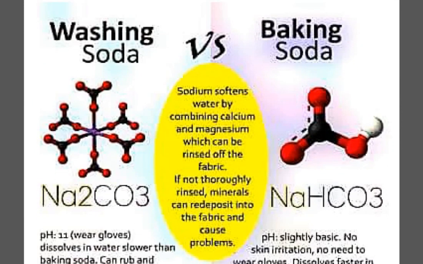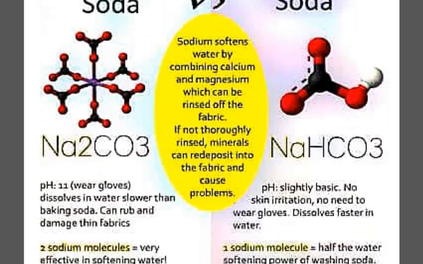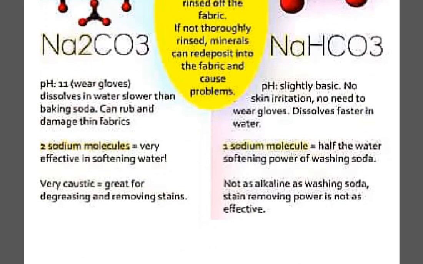So, washing soda versus baking soda. You can see the formula Na2CO3.10H2O, where the pH is almost 11. So you need to wear gloves because it may cause some kind of problem. And baking soda is only slightly basic, so there is no problem with the skin either. These are a few points of differentiation between washing soda and baking soda.